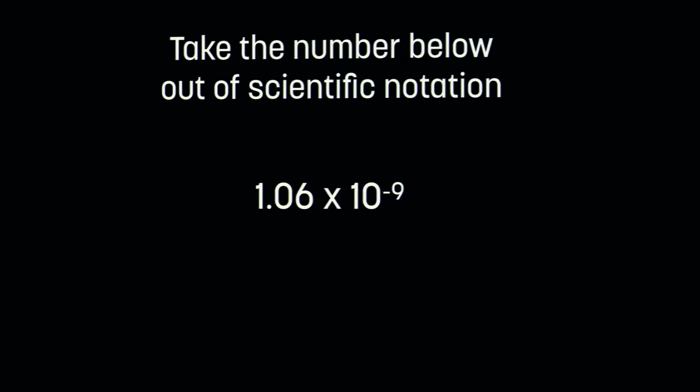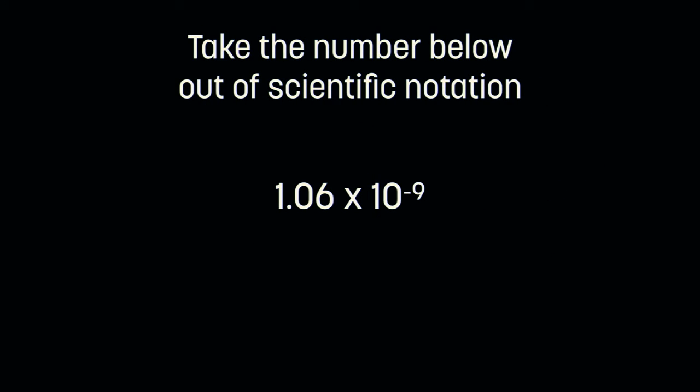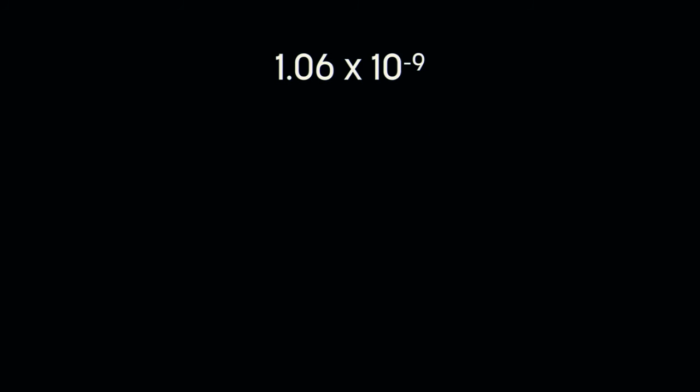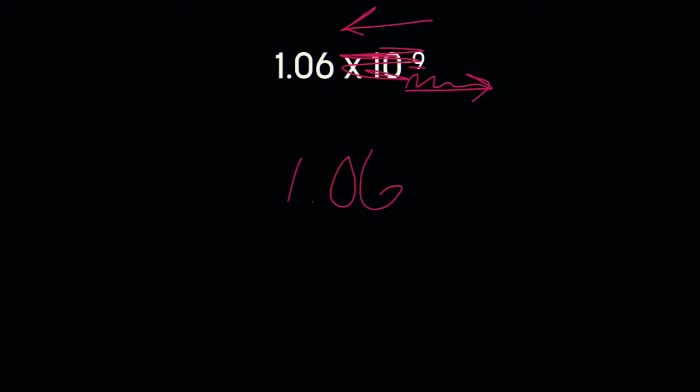Let's try one more example. We have 1.06 times 10 to the negative 9th, and we want to take this out of scientific notation. How do we do that? Same rules apply that we just used. I'm going to drop this part and have 1.06, and now I have a negative exponent. So in the previous example, we had a positive exponent and we went to the right. Well, now we have a negative exponent, so we're going to go to the left. So with our 1.06, this decimal is going to go 9 spaces to the left.